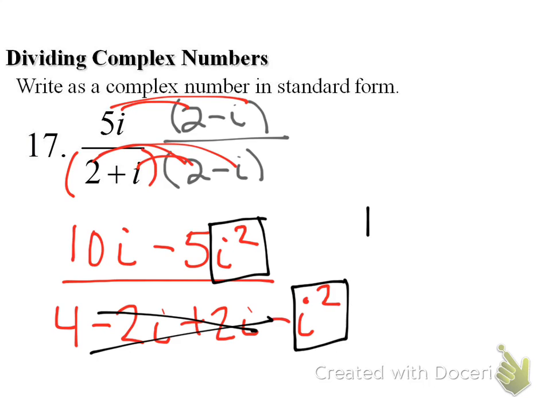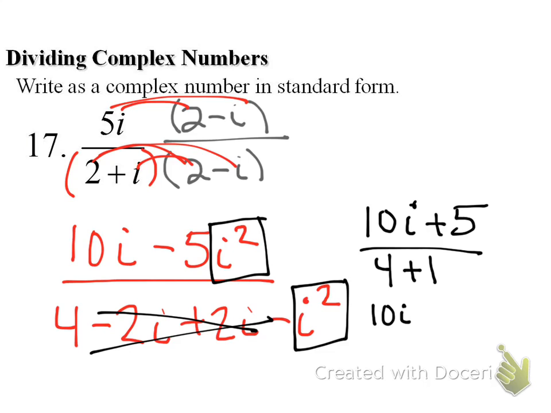So up top, I now have 10i plus 5. In the bottom, I have 4 plus 1 because it was minus i squared. i squared is negative 1, minus a negative 1 is like a plus 1. So 10i plus 5 over 5. What happens here? Yeah, we're going to have some simplifying. So 2i plus 1.